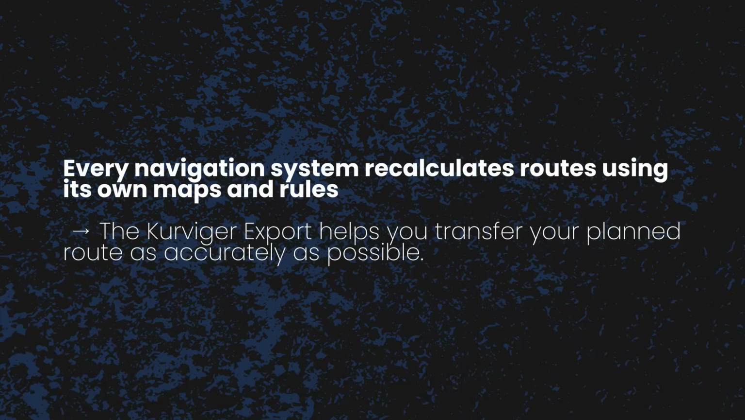The first step is to export your route from Kurviger. In short, Kurviger Export translates your route as accurately as possible into the language of your navigation system so that it corresponds as closely as possible to your planned route. This is because every navigation system recalculates routes using its own maps and rules.